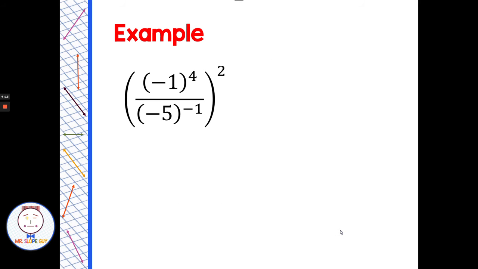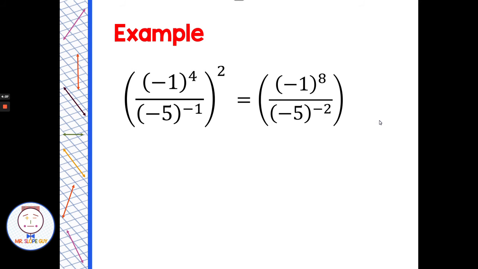We have negative 1 in parentheses to the 4th power over negative 5 to the negative 1, all in parentheses to the 2nd power. So this 2 on the outside applies to each coefficient and each variable in the numerator. The 2 on the outside applies to each coefficient and each variable in the denominator. We really only have one term here. So the power of a power rule will give us negative 1 to the 8th power. And when I multiply 2 times negative 1, my exponent raised to an exponent, or power of a power, I get negative 5 to the negative 2 power.